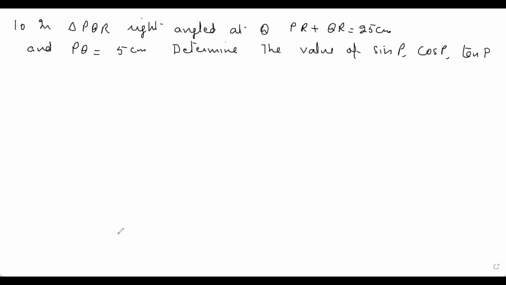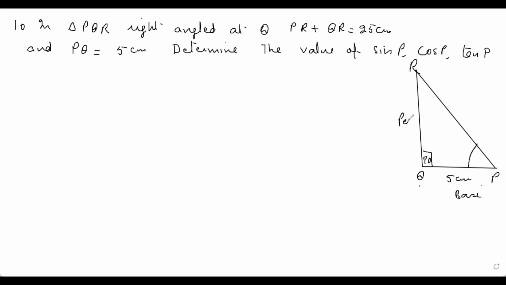This is question 10. The question is, in triangle PQR, right angled at Q, PR plus QR is equal to 25 centimeter and PQ is 5 centimeter. Determine the value of sin P, cos P and tan P. Now this is the right angle triangle and right angle at Q. PQ is given 5 centimeter and I am to find sin P, cos P and tan P. It means this is base. If I am to consider this angle, then this is the base, this is the perpendicular, and this is hypotenuse.